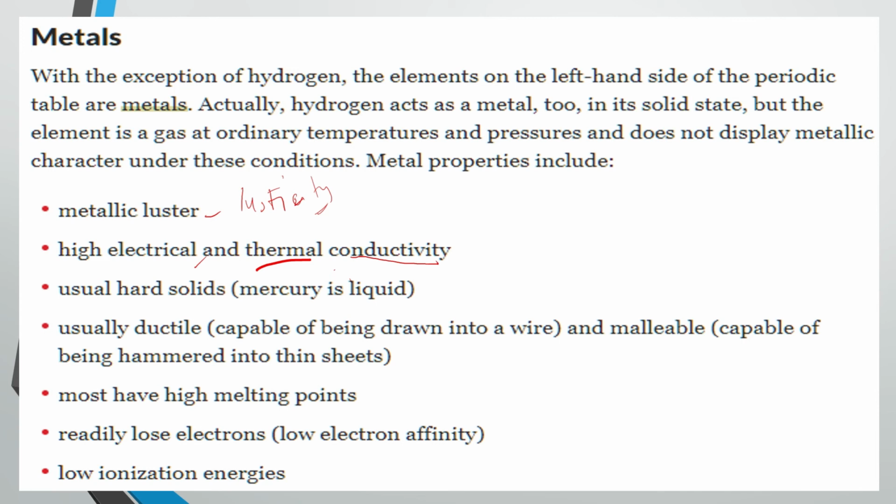Then, they are usually solid. So, all metals are solid. Matitigas po sila. But, meron tayong isang uri ng metal that is liquid, which is mercury. So, they are ductile. Usually ductile. So, when we talk about ductile or ductility, okay, so ductility is the ability of metal that can be drawn into wire. So, all of the metals or some of the metals can be turned into wires.